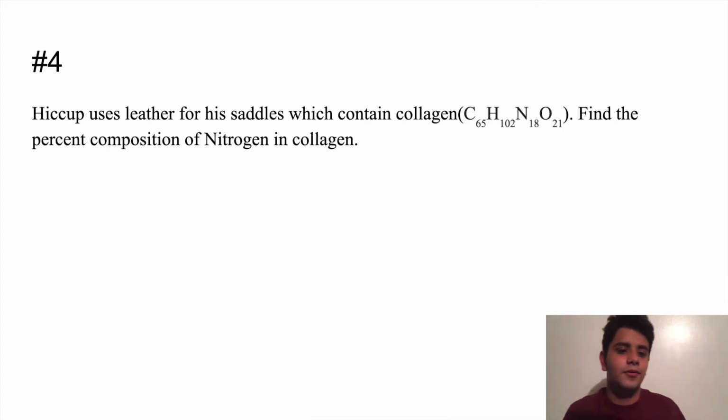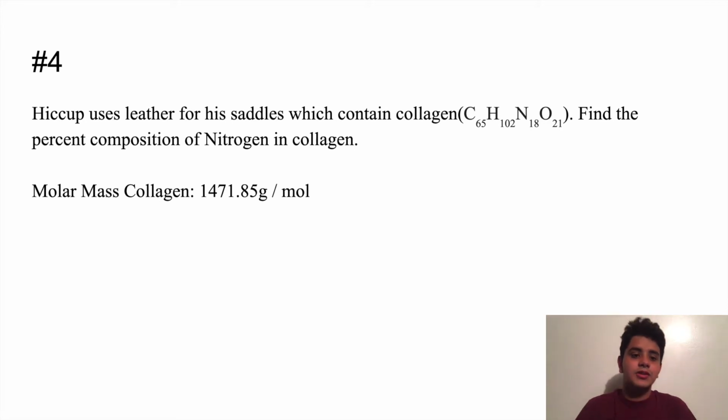For question number 4, it says, Hiccup uses leather for his saddles, which contain collagen, and that is the formula of collagen. By the way, if you don't know, Hiccup is one of the main characters in How to Train Your Dragon. The question is asking, find the percent composition of nitrogen in collagen. The formula for collagen is given right there.